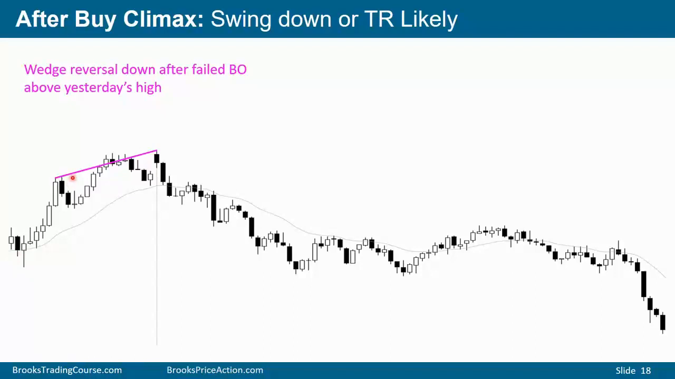The bulls rallied strongly here and got a second leg up here, and today's high is slightly above that high, and therefore we have three reversals down, 1, 2, 3. Even though it does not look like a wedge, it's a wedge top after a bull breakout.